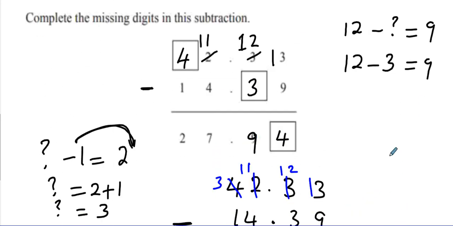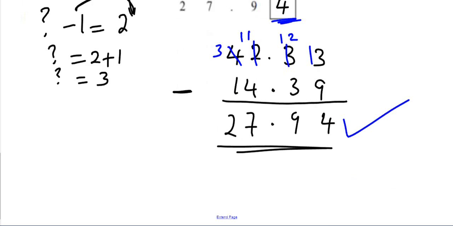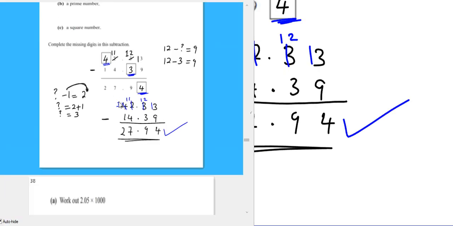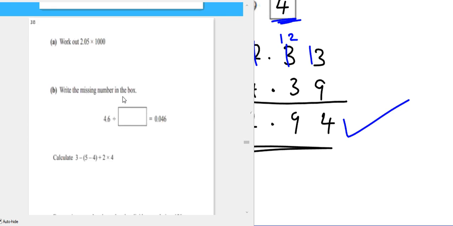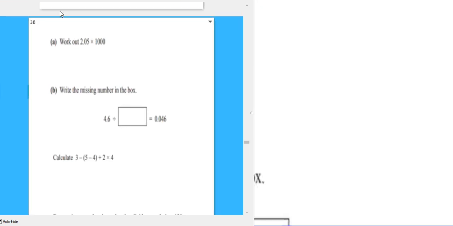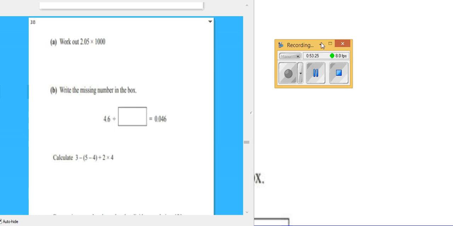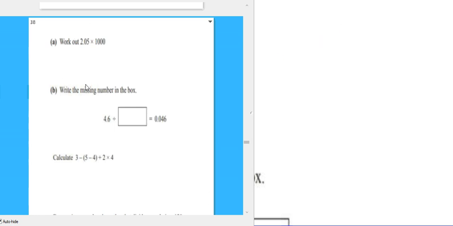So the missing number over here will be 4, here will be 3, and here will be 4. I hope that helps. Then you can go to the next page. The next page is here. This is the next page.